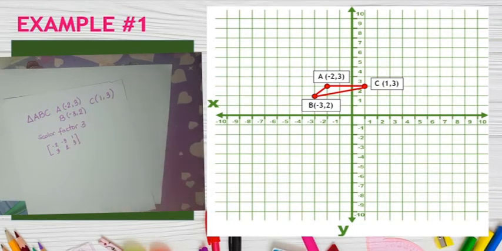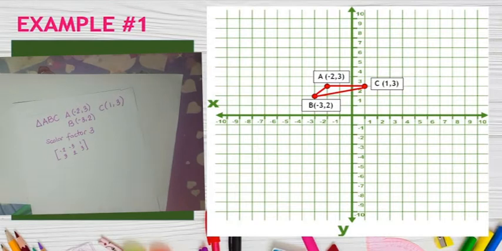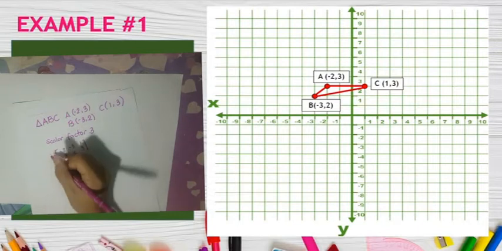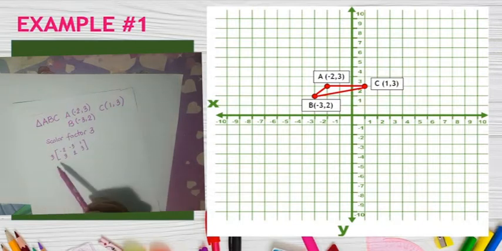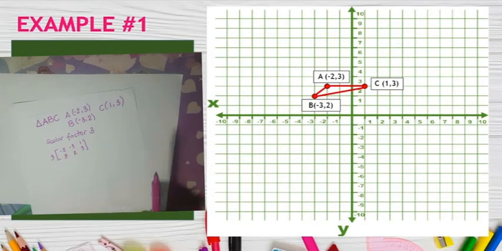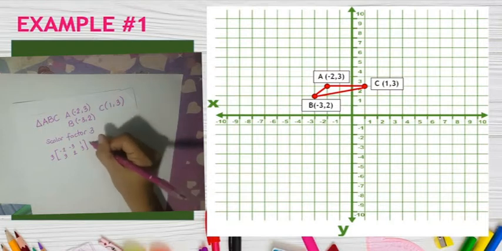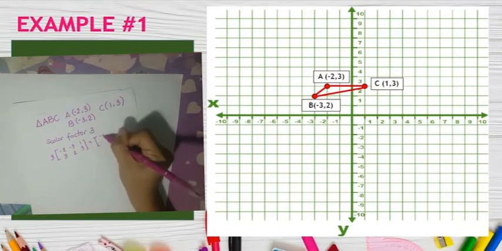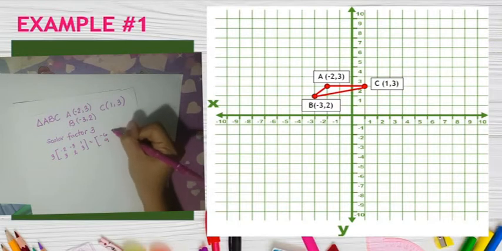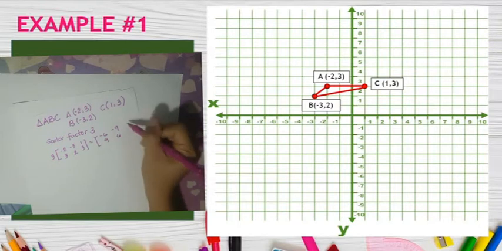In writing matrices for coordinates, please keep in mind that the first row of the matrix will be our x coordinates and the second row of our matrix will be our y coordinates. Since we have the scale factor 3, we'll write it outside our matrix, which signifies that we'll need to multiply this factor with all the given numbers within our matrix. So we have here -6, 9, -9, 6, 3, and 9.